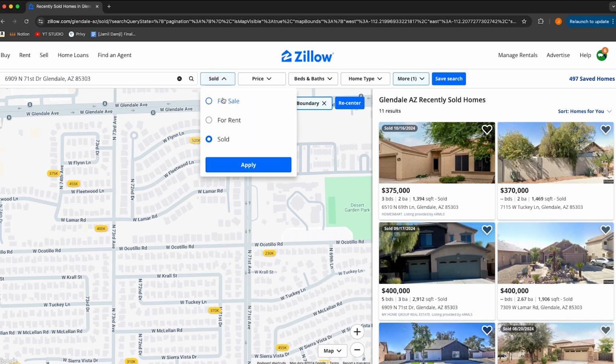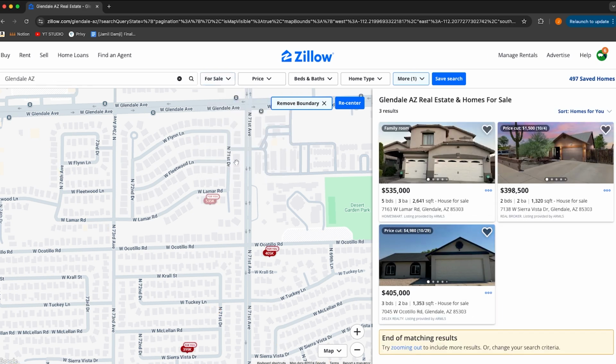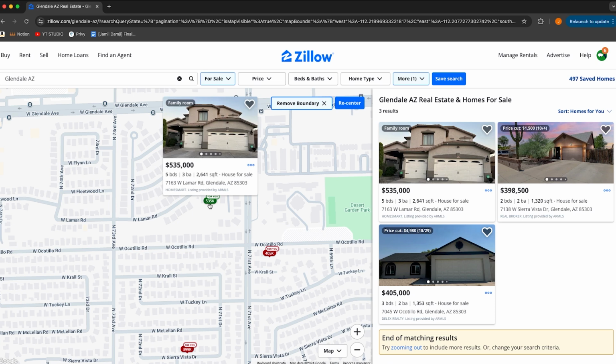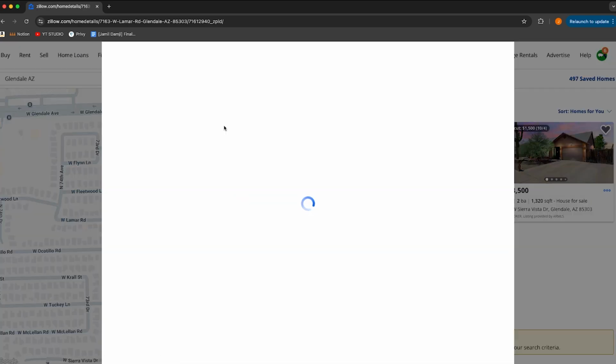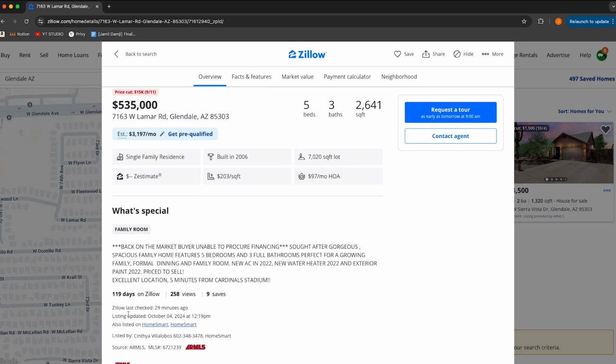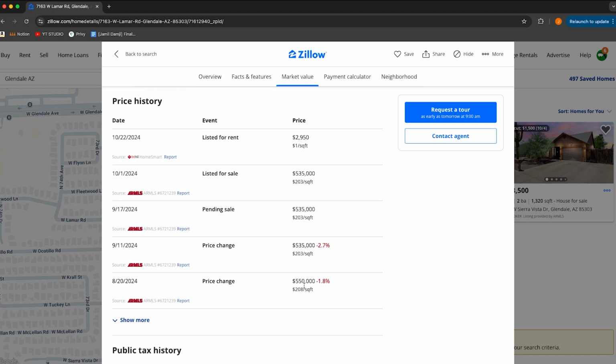Let's look at actives just to see where the market is trending. We have a 535 that is 300 square feet smaller than our subject, and it has had some updates in it. Let's dive in. And 119 days. So this thing was listed at 550. They dropped it to 535. It went pending immediately, 6 days later it was pending. And then it fell out.